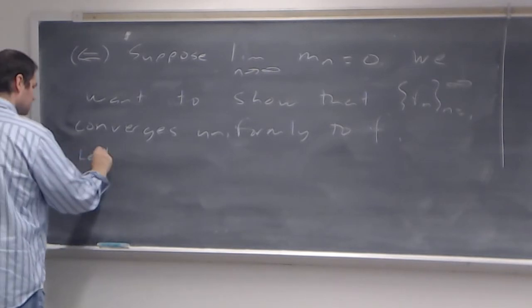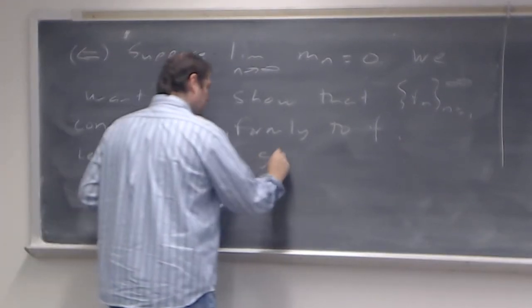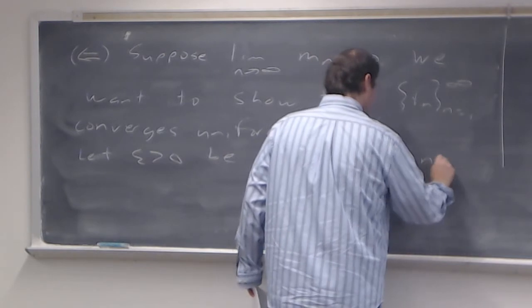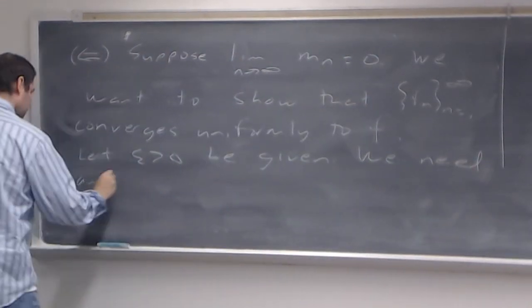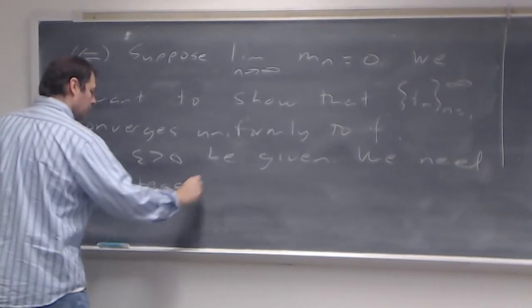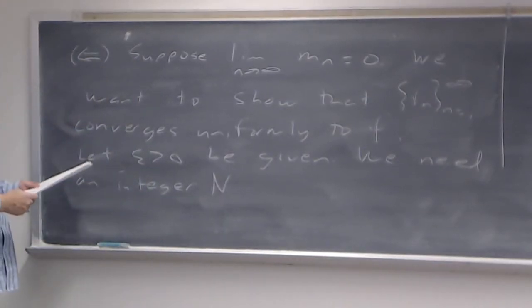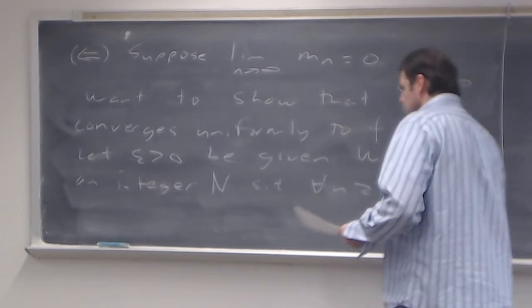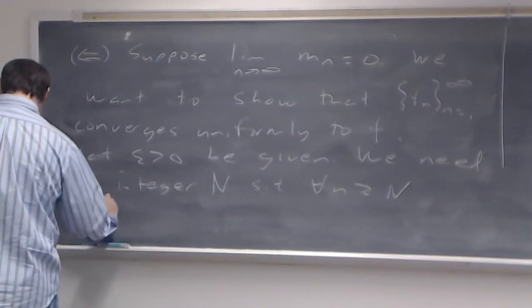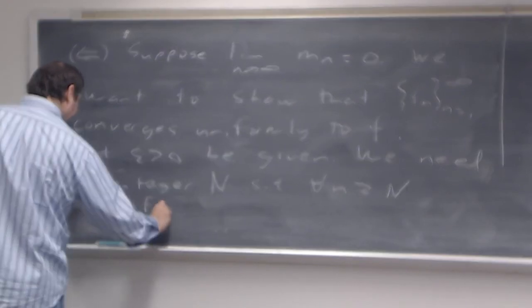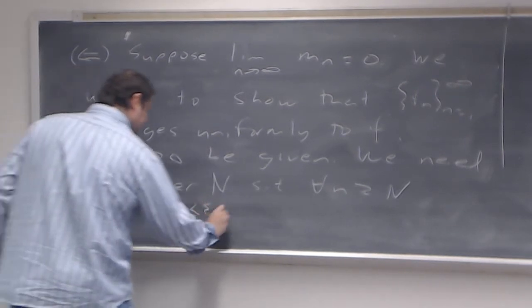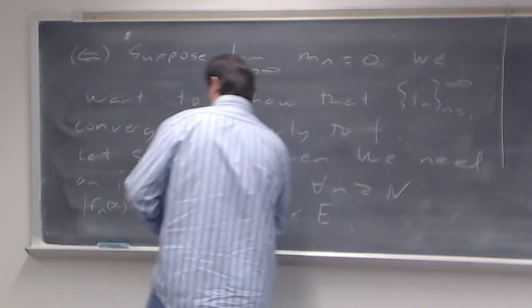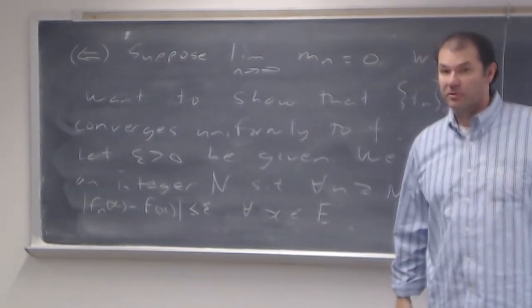So we let epsilon be greater than 0 be given. We need a natural number, say big N, such that for all n bigger than or equal to big N, the absolute value of f sub n of x minus f of x will be less than or equal to epsilon, for all x an element of E. That's what we want to show. That's the definition of uniformly convergent.